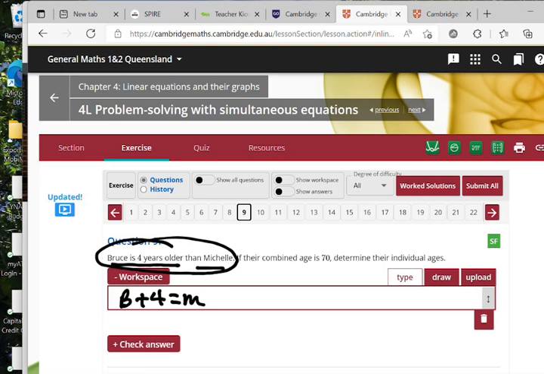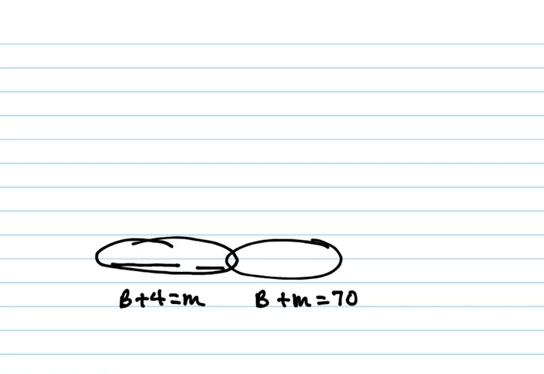We really like that equation as equation 2. Why? It's solved for M, therefore all we have to do is substitution, right? Their combined age is 70. So Bruce plus Michelle equals 70. This age question is a classic. And looking through some of the past exams, it was there. Not always there, but they like it. So all we have to do is set up a system of equations and solve them. So B plus 4 equals M, and B plus M equals 70.